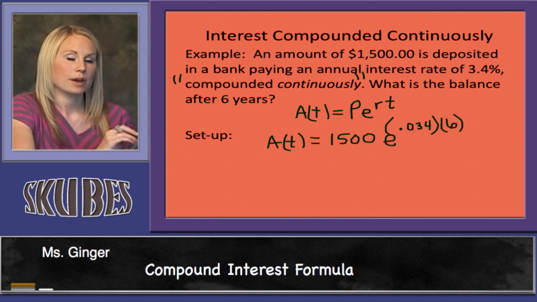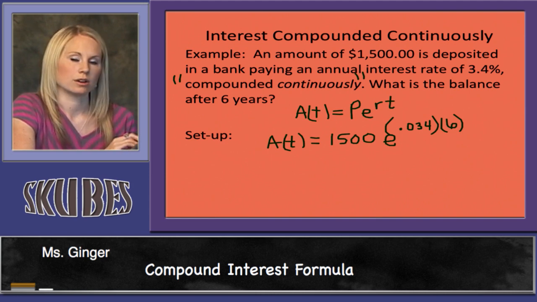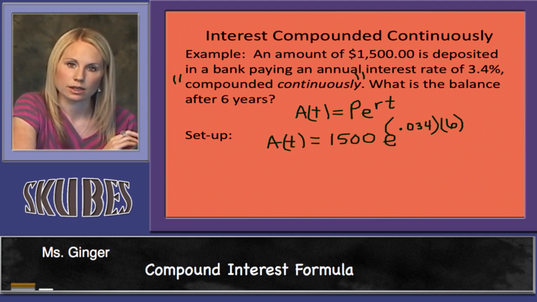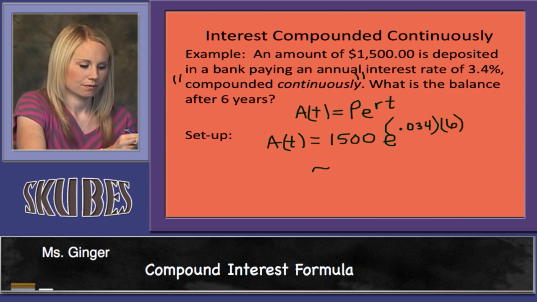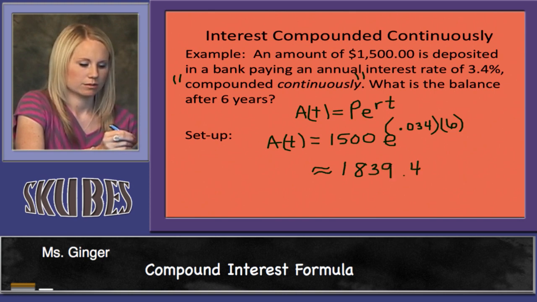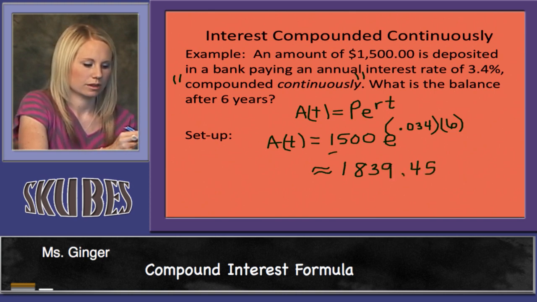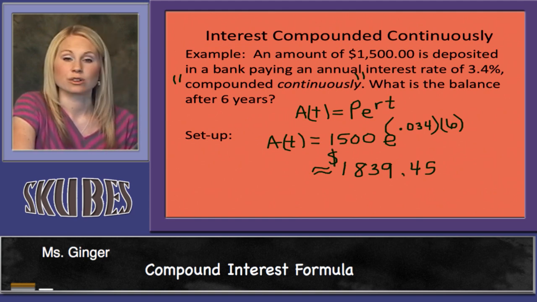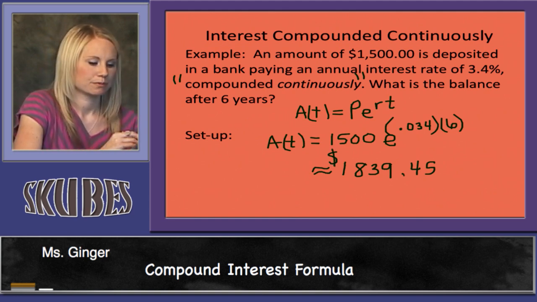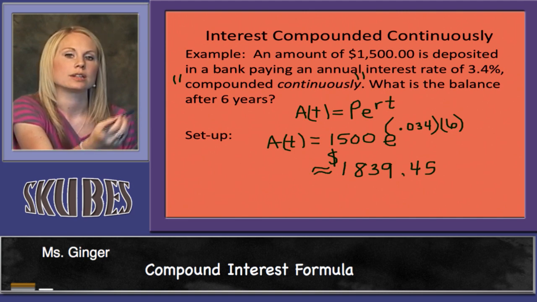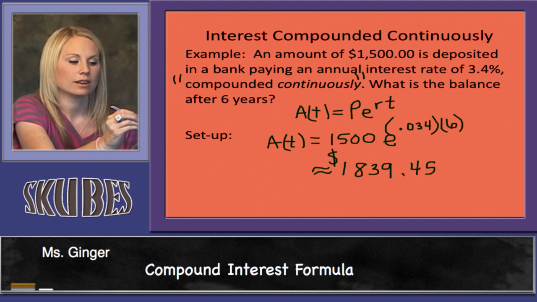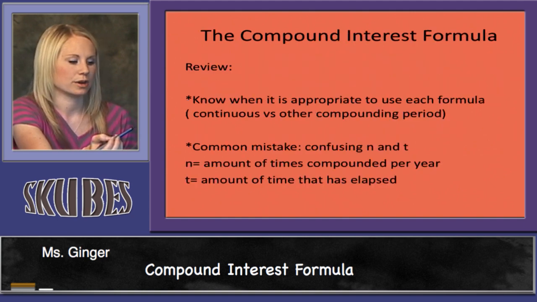So we'll start with the powers. We will raise our e to that power in our calculator. Continue and multiply by 1,500. And this time we're going to arrive at a slightly different amount because we used a slightly different formula. $1,839 this time. Alright, so it's as simple as that. We're just putting our information into the formula and calculating it using the correct order of operations.